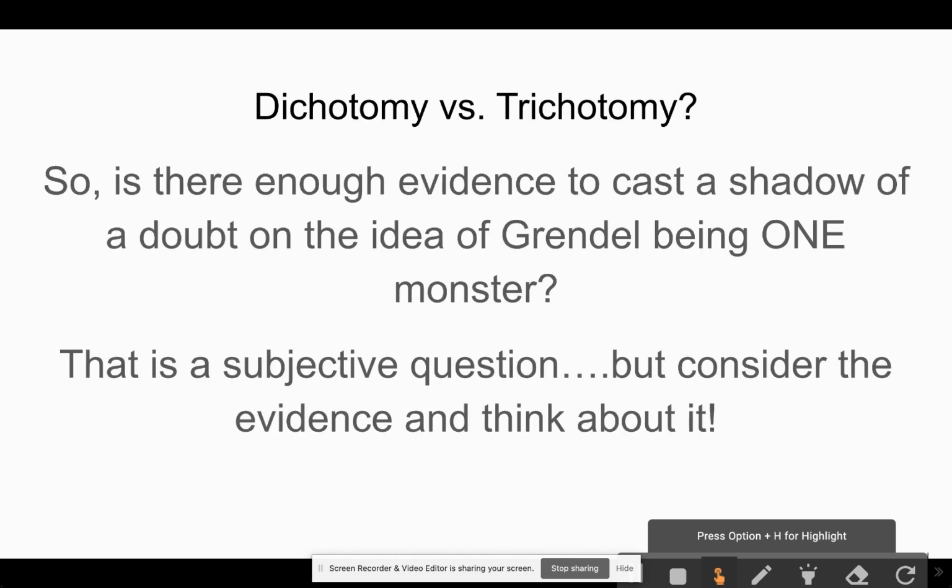One more word about dichotomy versus trichotomy. Is there enough evidence to cast a shadow of a doubt on the idea of Grendel being one monster? That is a subjective question. But consider the evidence. Think about it.